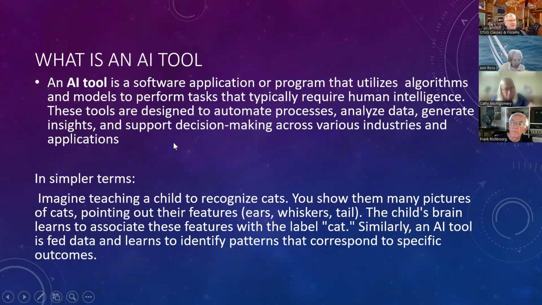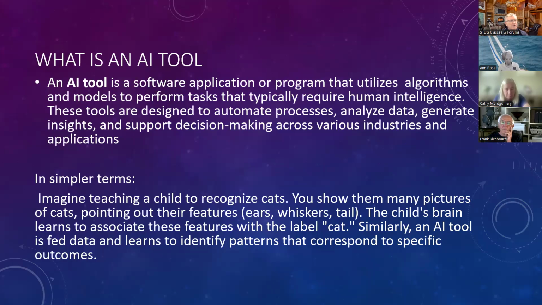In simpler terms, I'm going to use this analogy through here because it can get really complicated when we talk about AI and how it works. And I'm going to try to explain that a little bit. Imagine teaching a child to recognize a cat. You show them many pictures of cats, pointing out their various features, their ears, their whiskers, their tail.